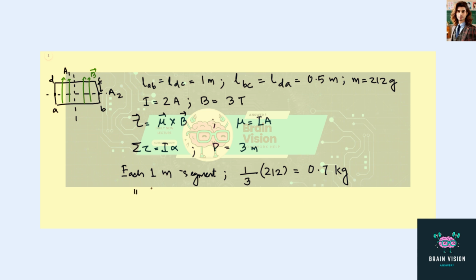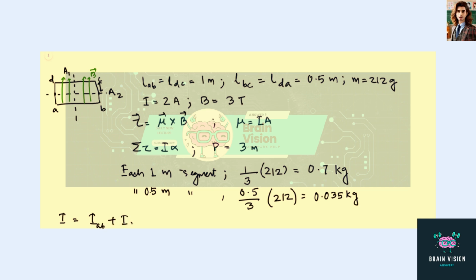Again, the mass of the 0.5 meter segment will then be 0.5 over 3 times the total mass, the same process as we did above, and that will be equal to 0.035 kg. Then the moment of inertia will be the moment of inertia of AB plus that of DC, these two will be equal, plus AD plus the moment of inertia of CB, all about axis A2.